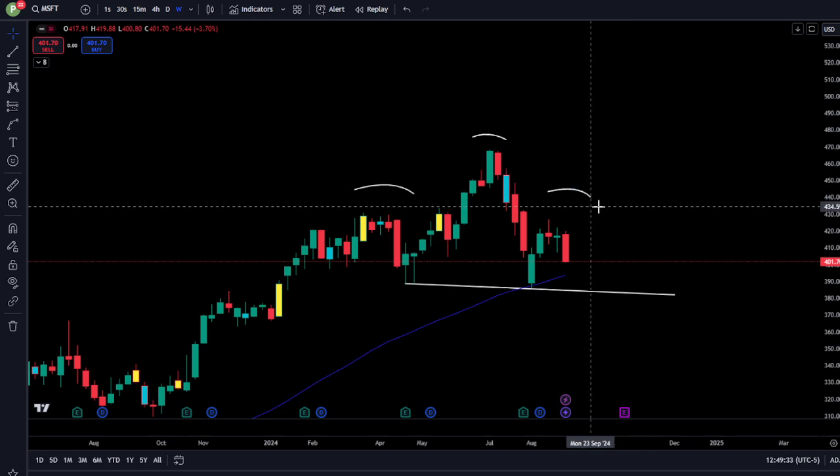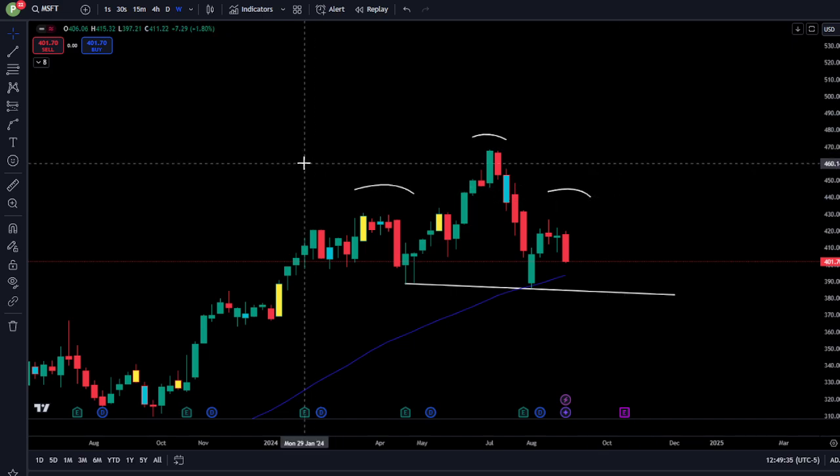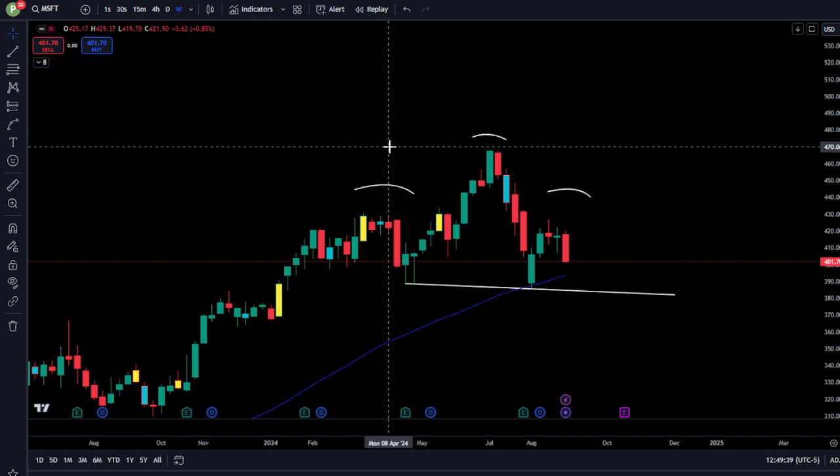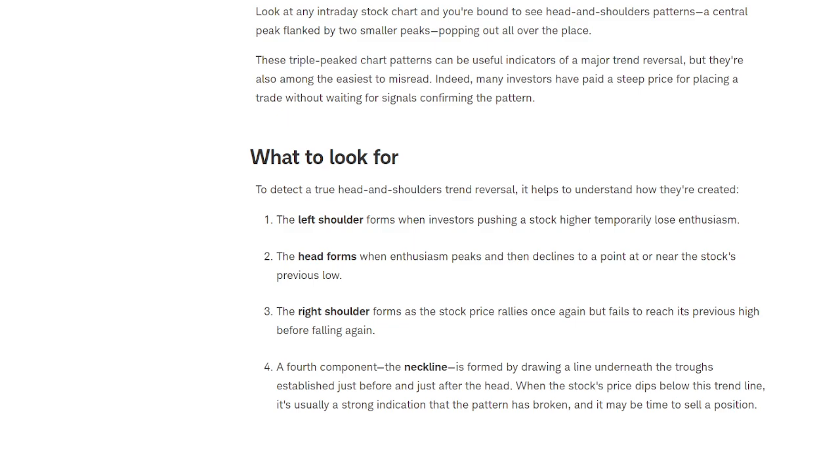So I think I'm pretty good at identifying patterns. And right now we're looking at Microsoft on the weekly time frame. In order for us to identify a head and shoulders pattern, we have to understand what constitutes a head and shoulders pattern. So we go to schwab.com and look up what we are looking for when it comes to identifying a head and shoulders pattern. First we start with the left shoulder. The left shoulder forms when investors pushing a stock higher temporarily lose enthusiasm.